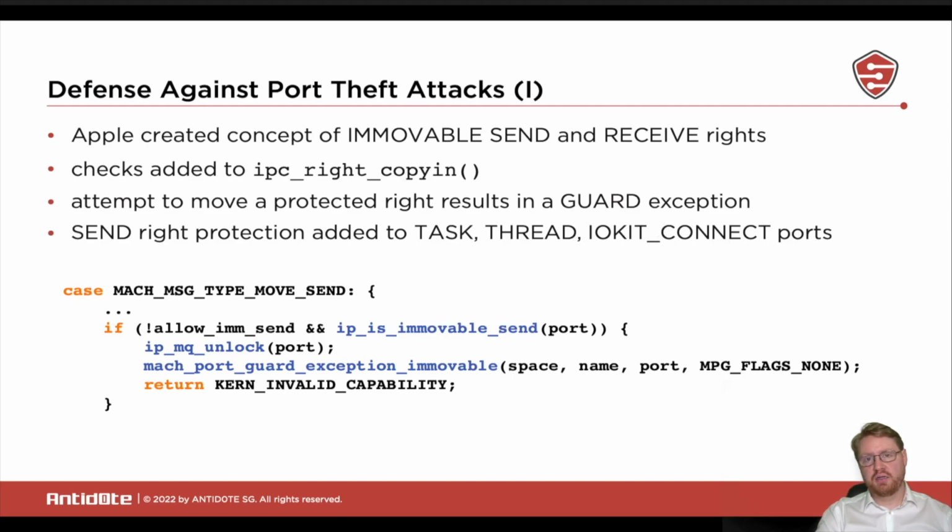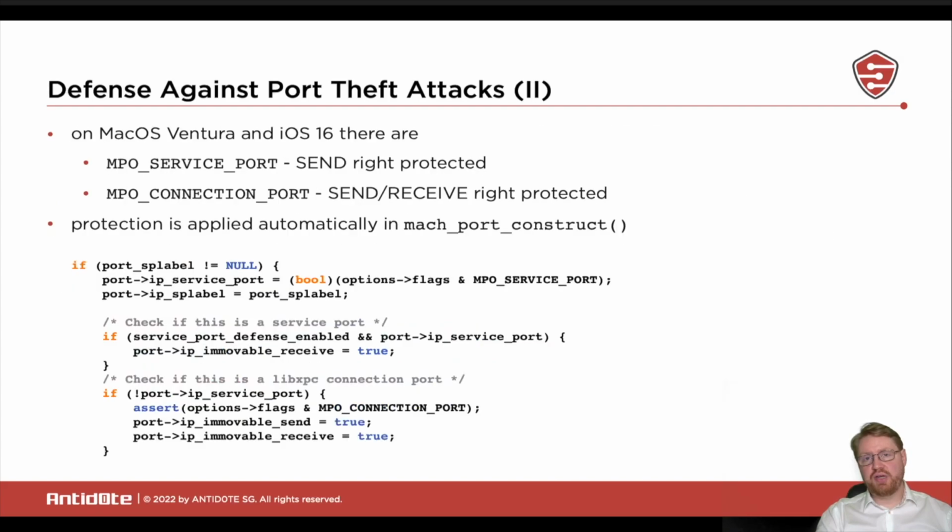So all the juicy targets that were usually targeted by exploits, the task ports, the thread ports, and the IOKit connect ports, when you now try to steal them from another process, this will actually end up in a guard exception, and so it will not work. It will just die. So when you look at the newest macOS Ventura or iOS 16, you will see that Apple has added more automatic protections now.